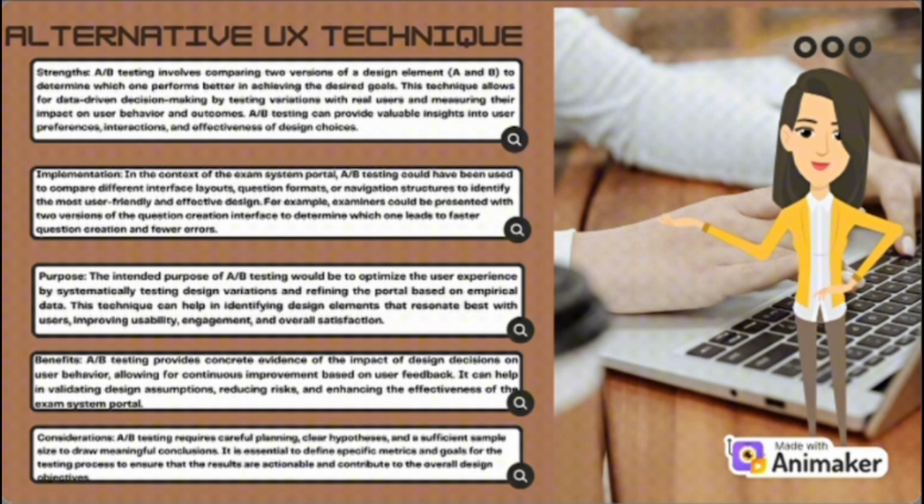In terms of implementation, in the context of the exam portal, A/B testing could have been used to compare different interface layouts, question formats, or navigation structures to identify the most user-friendly and effective design. For example, examiners could be presented with two versions of a question creation interface to determine which one leads to faster question creation and fewer errors.